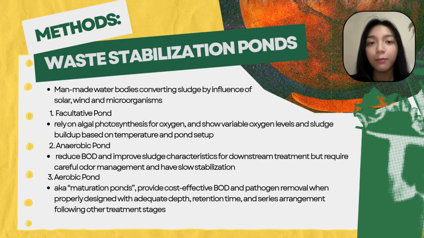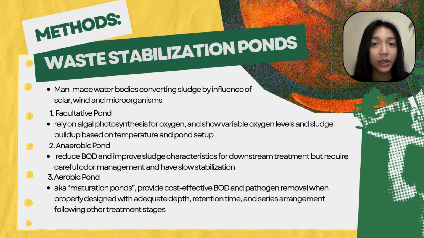Then, waste stabilization ponds are engineered water bodies that treat hazardous sludge through natural processes involving sunlight, wind, and microorganisms. These ponds are low cost, easy to construct, and effective for treating wastewater, often used alone or combined with other systems. They can also support uses like agriculture and landscaping. These are the three main types of ponds.